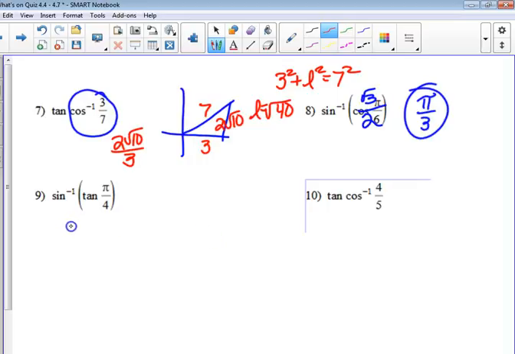All right. Number 9, drawing or unit circle? Okay, go to the unit circle. Tangent at pi over 4. Not what angle has. This is not an inverse. It's just plain old tangent. That value is square root of 2 over 2 or 1, right? Where is the sine 1? That's 90 or pi over 2, right? We're going to answer pi over 2.